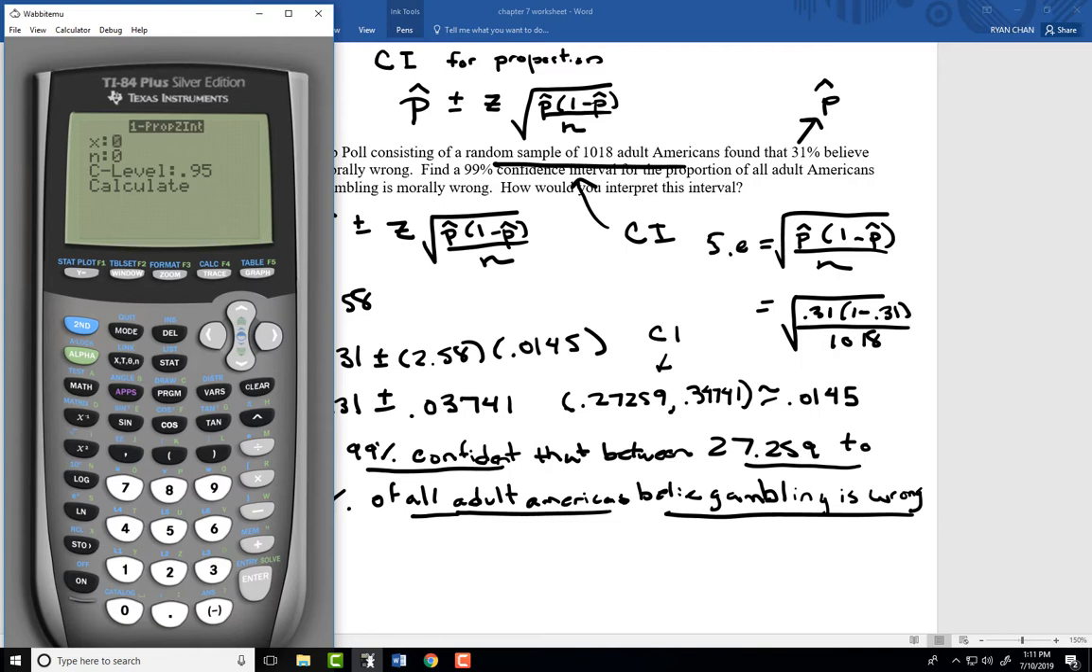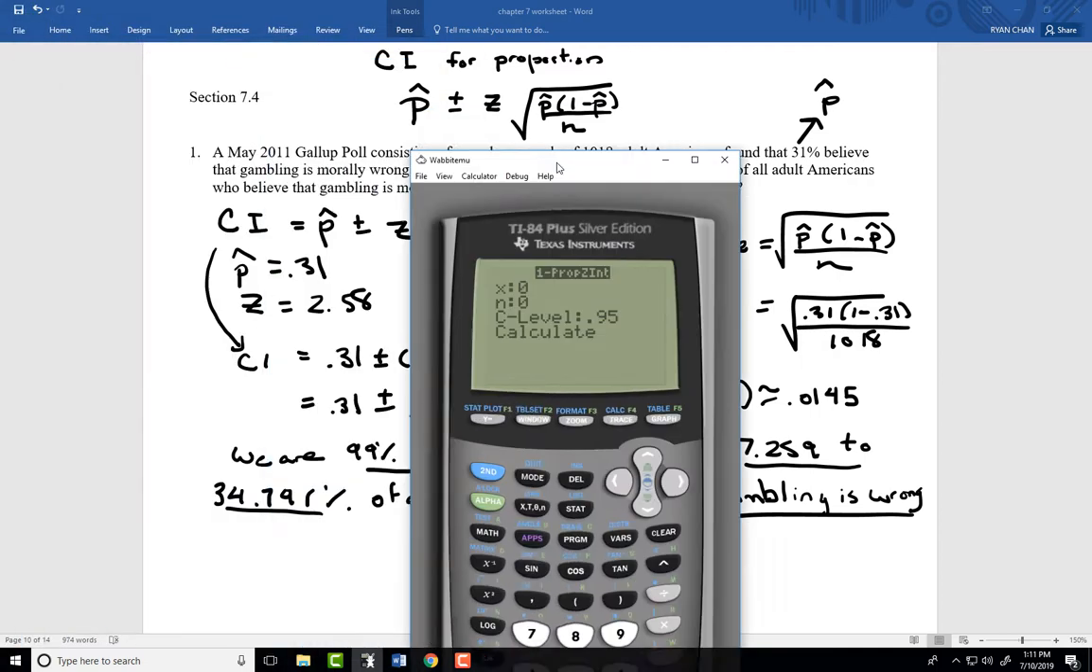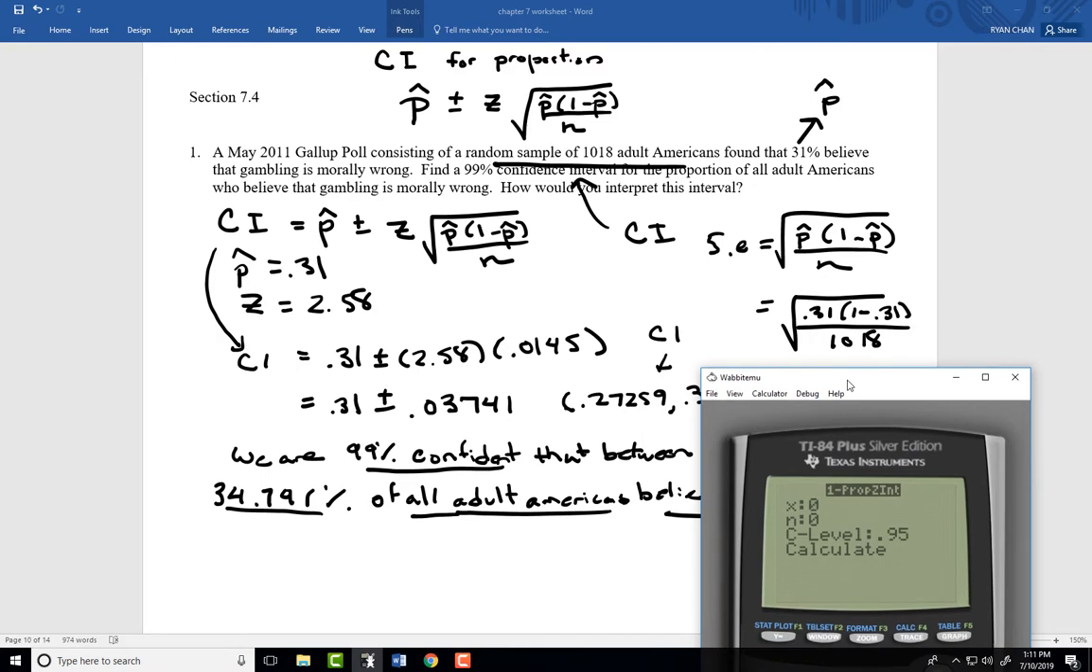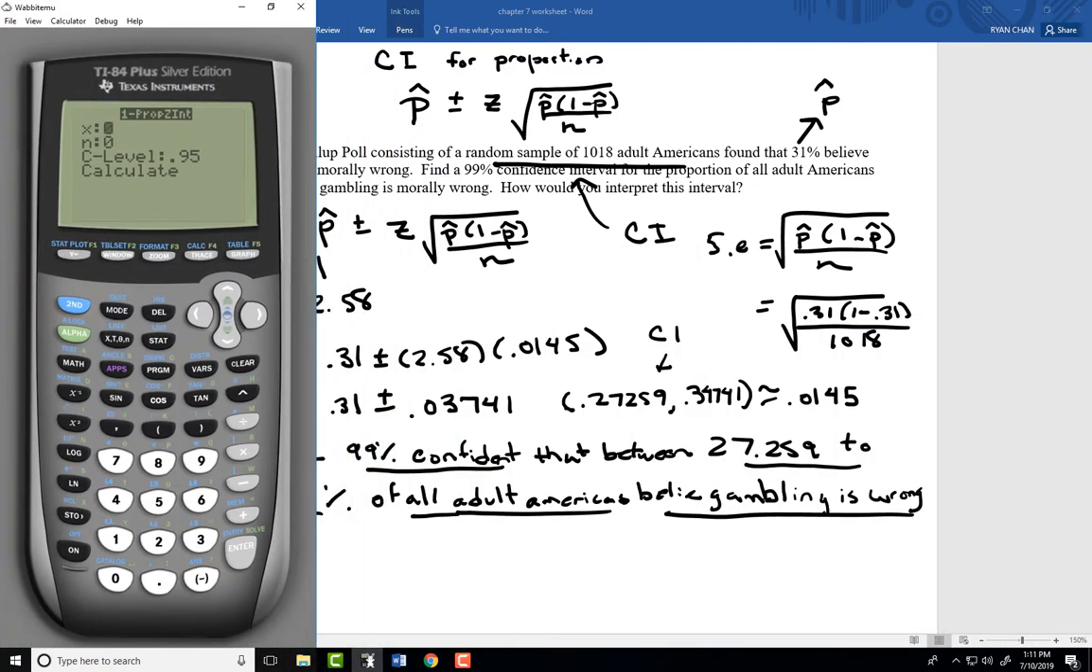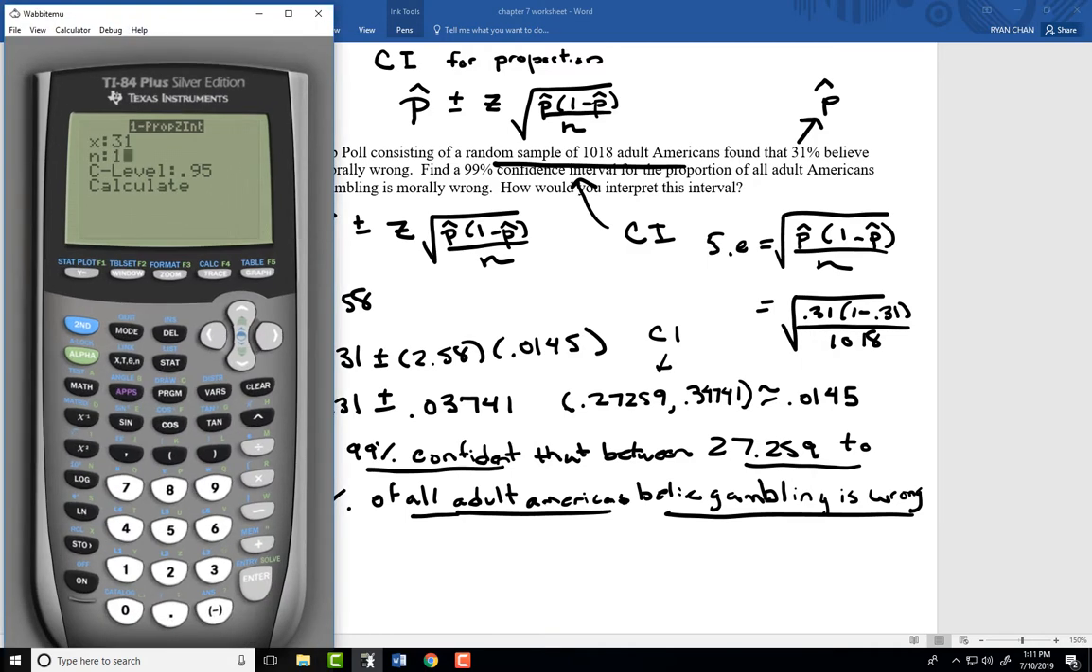Now if they give you a percent, like in this problem where they give you 31%, just write it as 31 over 100. So I can do 31 and then 100, and then the C level, which is 0.99 here. And I hit calculate.